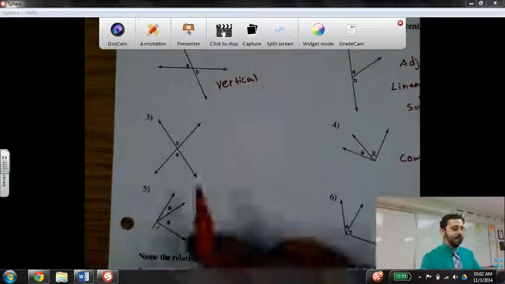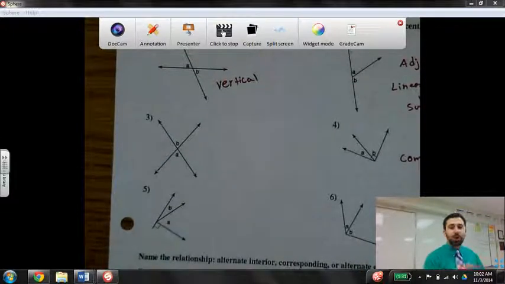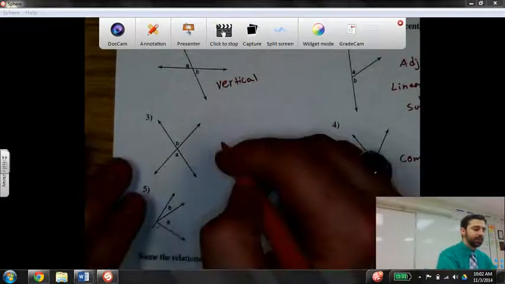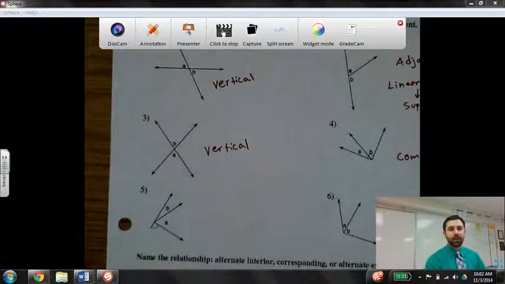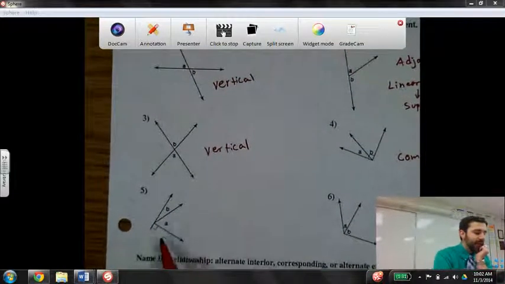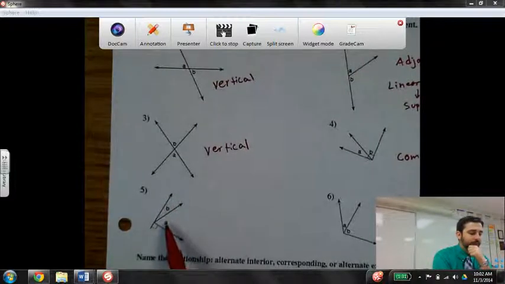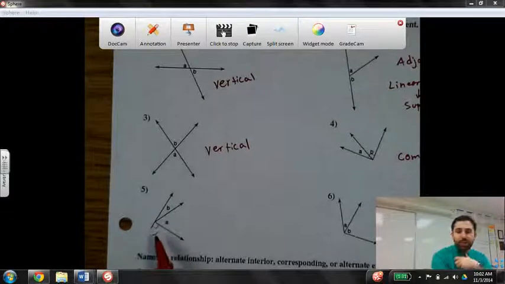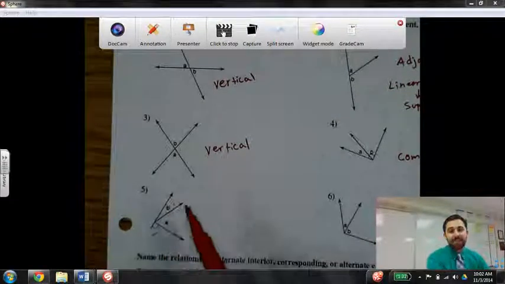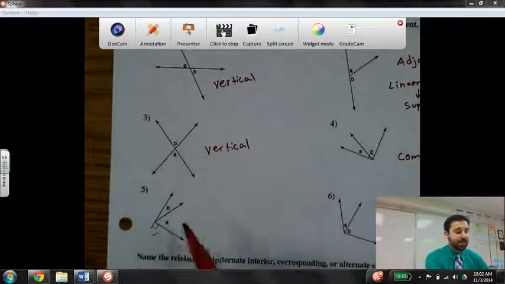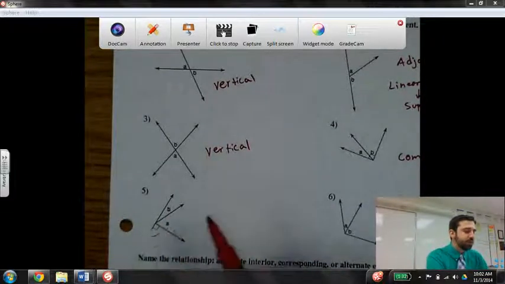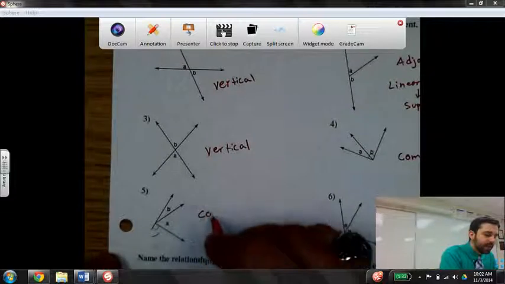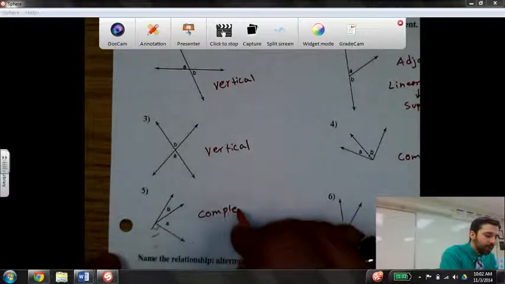Back up to three, we see that A and B are non-adjacent and are opposite. So once again, a vertical pair of angles. And then for number five, we see that A and B are on the same line as this angle measure here, which is 90, meaning A and B have to also add up to 90 to make all of these a set of linear pairs. So what we can say from here is that A and B are complementary.